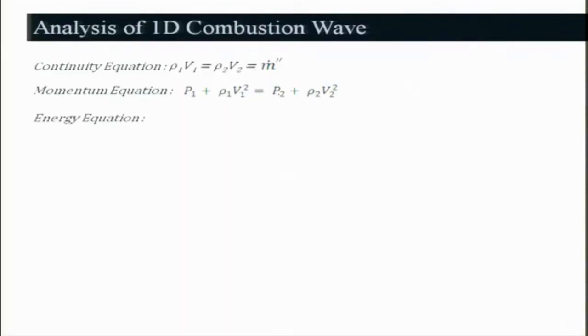So the energy equation, what would it be? For an ideal gas, it will be Cp 1 T 1 plus V 1 square divided by 2 plus Q. Q is your heat release rate, which is due to the combustion. However, in this case it is substituted by the heat, but for calculation purposes we can also use it from the enthalpy balance, equal to Cp 2 T 2 plus V 2 square divided by 2. This is your kinetic term.